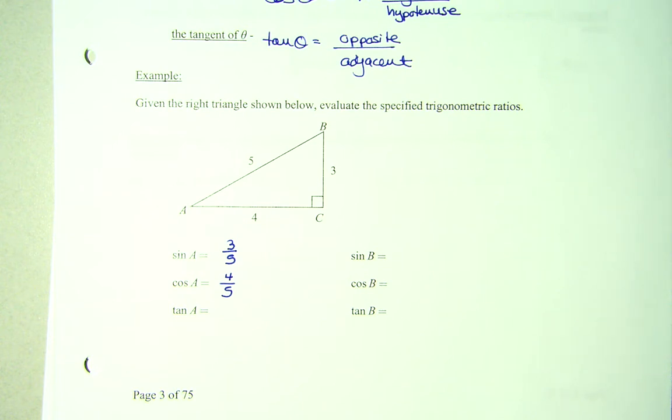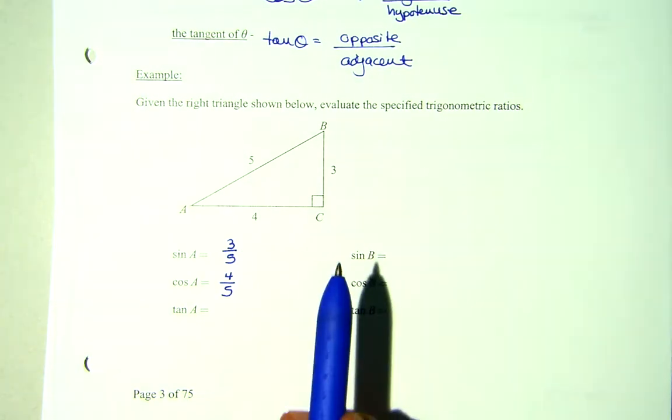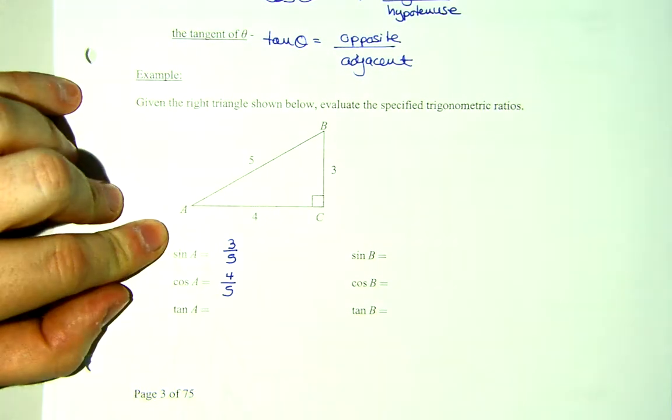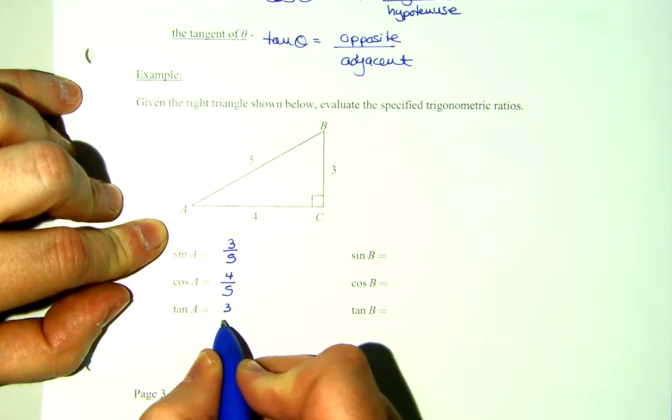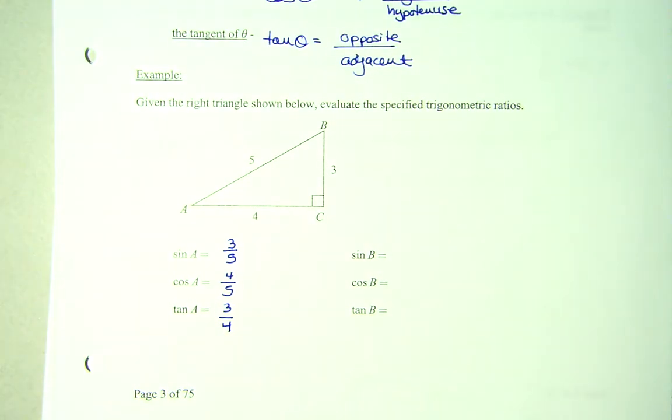The tangent of A. Well, how do we define tangent? Opposite over adjacent. Josh, what's the tangent of A? Not the tangent yet. What's the opposite from A? 3. What's the adjacent? 4. That's all we're doing so far. Nod your head if you're with me so far.